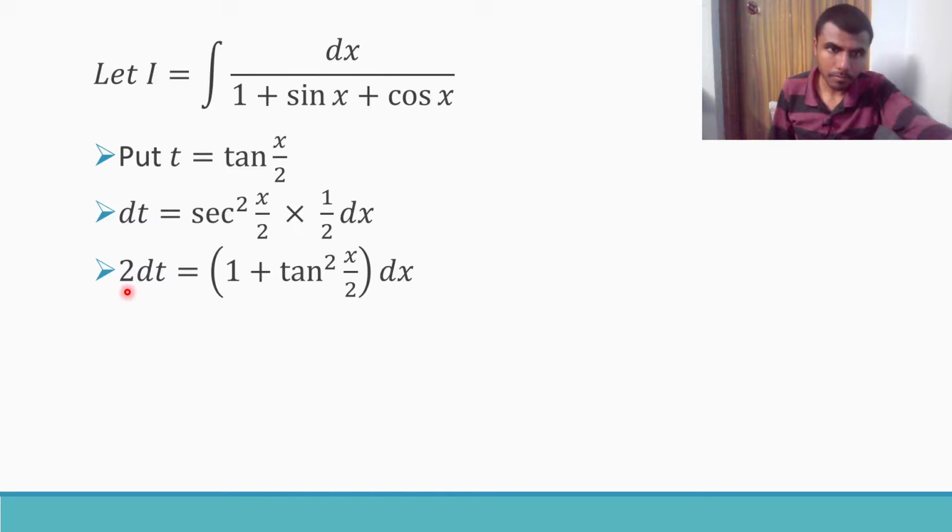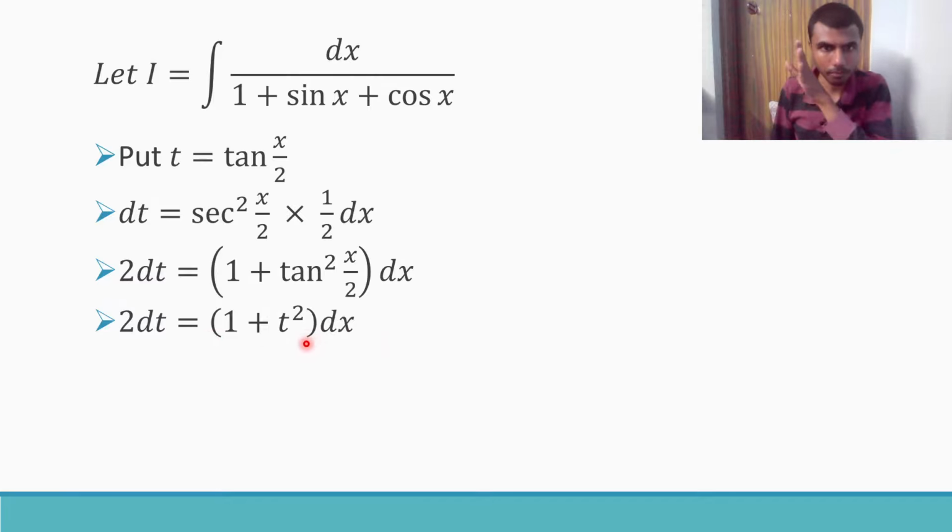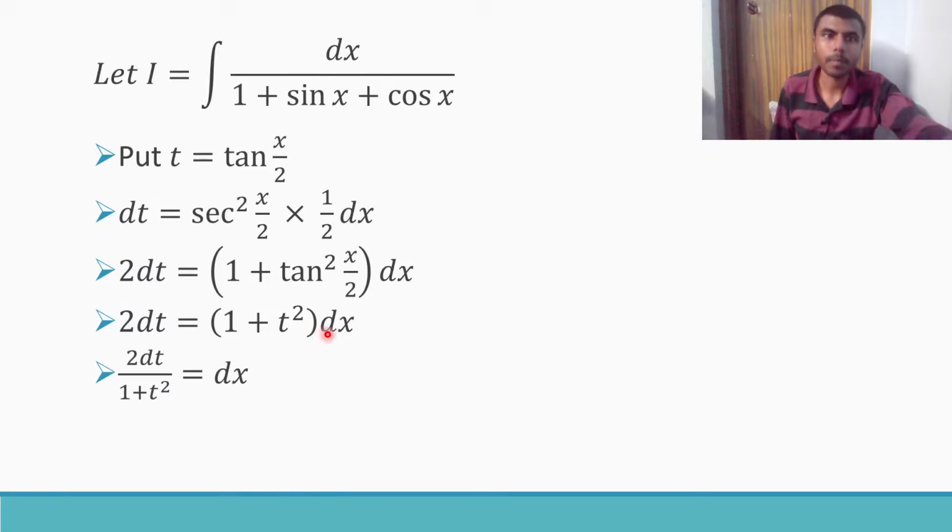Now, if you remember, tan x by 2 is nothing but t. So tan square x by 2 would be nothing but t square. So I'd get 2 dt is equal to 1 plus t square dx. Fine. Now send this 1 plus t square to the LHS. If you were to do that, I'd get 2 dt by 1 plus t square is nothing but dx. So you see I got dx in terms of t totally.